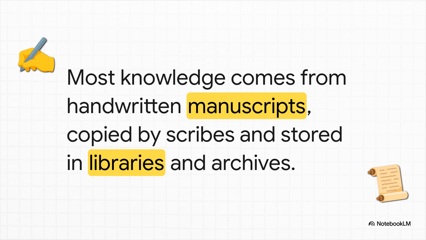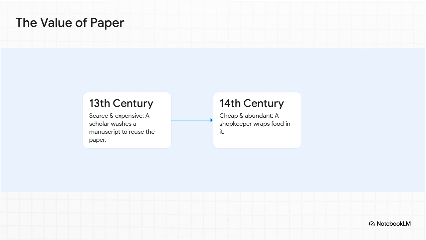And actually, the story of paper itself is pretty fascinating. Think about it like this. In the middle of the 13th century, paper was so rare and expensive that a scholar might literally wash the ink off an old document just to reuse the page. But just 1 century later, paper had become so cheap and easy to find that a shopkeeper might use it to wrap up your food. That boom in available records was a total game changer for historians.